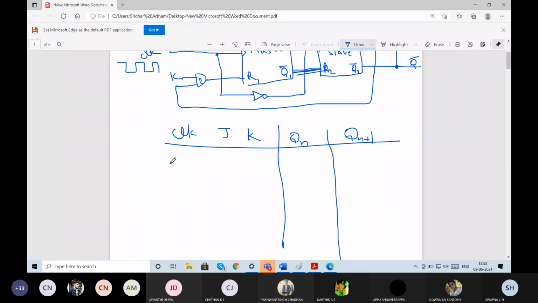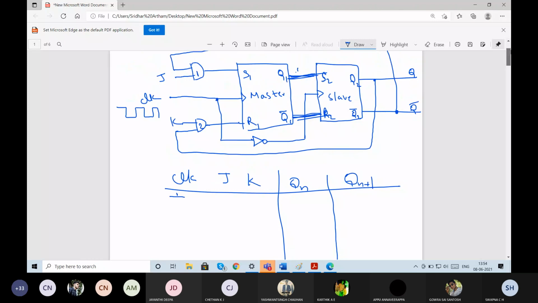Qn plus 1. Okay, so the clock is 1. When the clock signal is 1, you may ask me one question. This Qn and Qn plus 1 is nothing but the complete output. The complete output is Q and Q bar, and Q and Q bar is nothing but Q2 and Q2 bar only. Directly from Q2 I'm taking the output and naming it as Q, and directly from Q2 bar I'm taking the output and naming it as Q bar. So the complete output of this master slave flip-flop is Q and Q bar. J and K are the inputs.